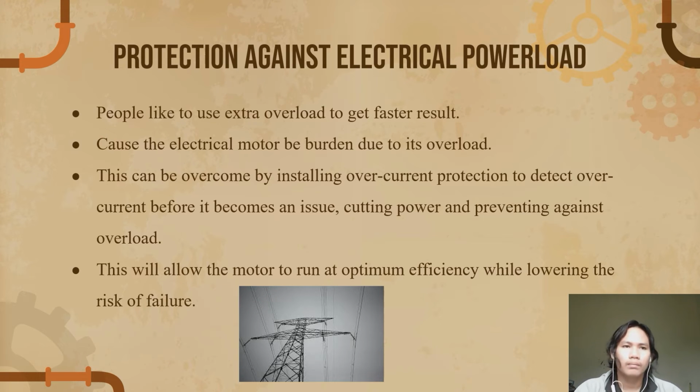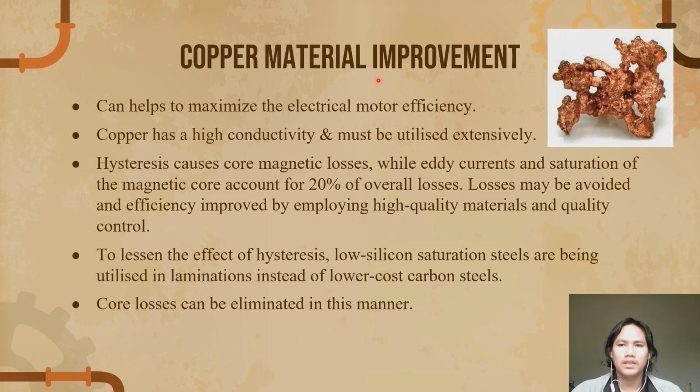electrical motor. And lastly, for my part, the last way to increase the efficiency of the electrical motor is by improving the copper materials in the electrical motor. It can help to maximize the electrical motor efficiency. It is because copper has a high conductivity and it must be utilized extensively. And it is because hysteresis causes core magnetic losses, while eddy currents and saturation of the magnetic core account for only 20% of overall losses.